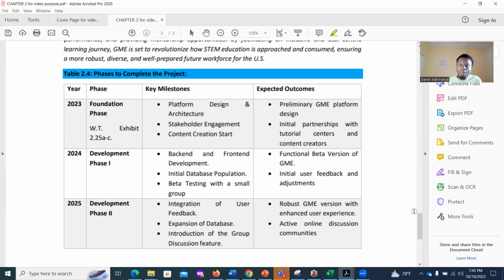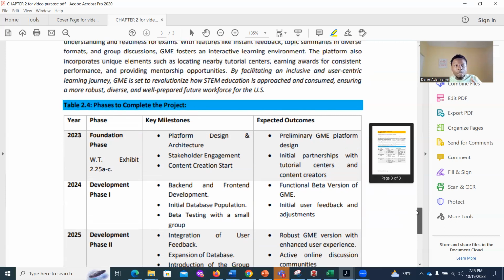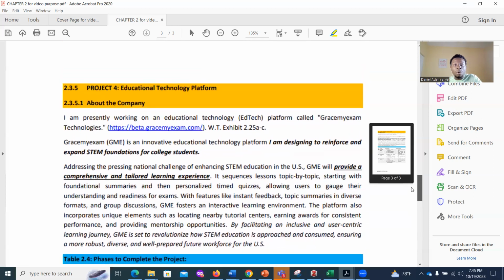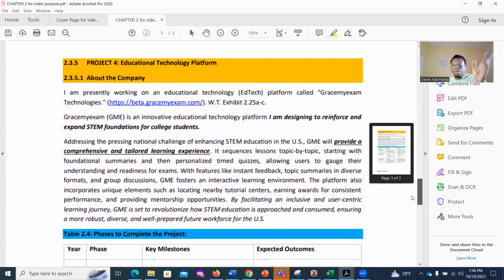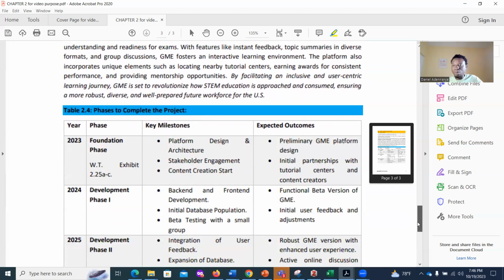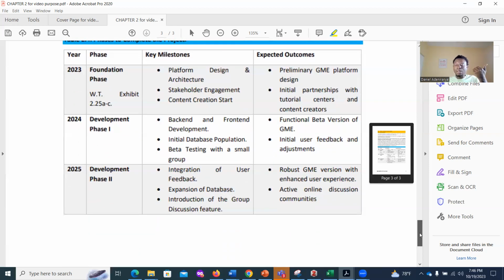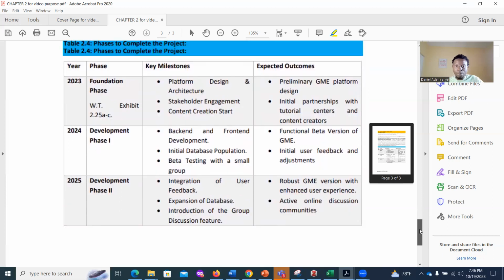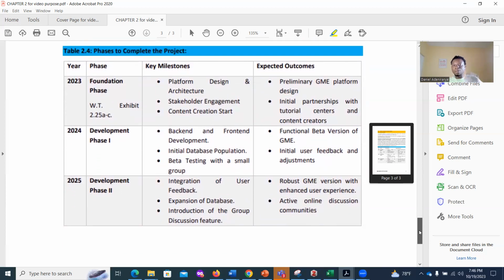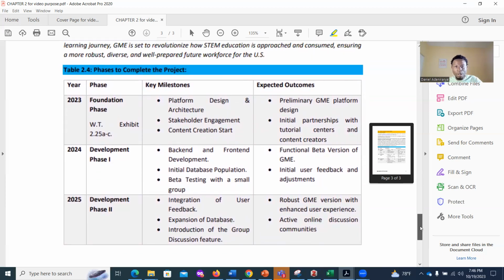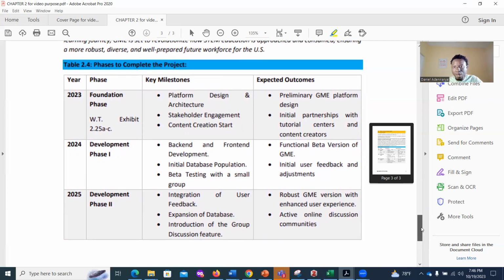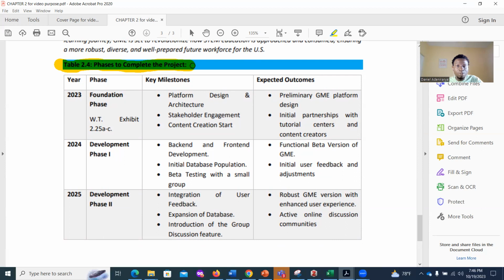All these align together. So in this case, if you look at this, this is project 4. That means this person had already provided 3 other different projects, which are maybe the past and the ongoing. But this particular one is more or less like the future. And this is also a project that this person has started, however, yet to be completed. But importantly, this person put something here. Look at this, table 2.4, phases to complete the project.